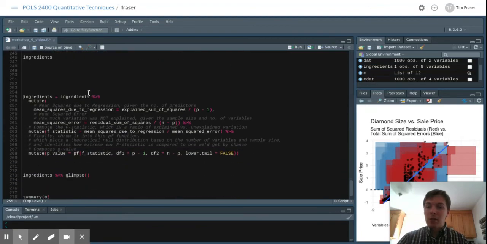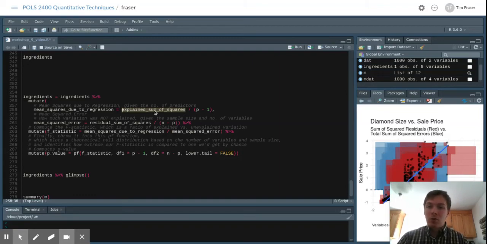The F statistic can be computed here. What this does is it creates a few more measures that are important to know in the back of your head, but again, they don't really affect your day-to-day use of the model. So first, we calculate the mean squares due to regression, given the number of predictors. So it's how much variation was explained, given how many predictors you used.